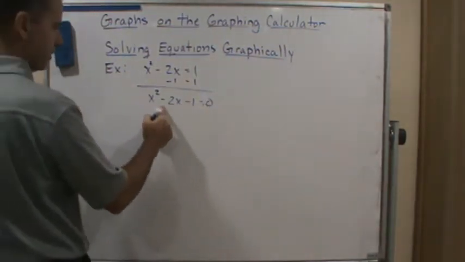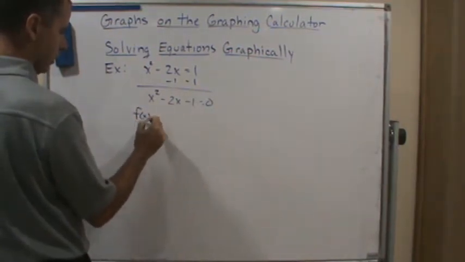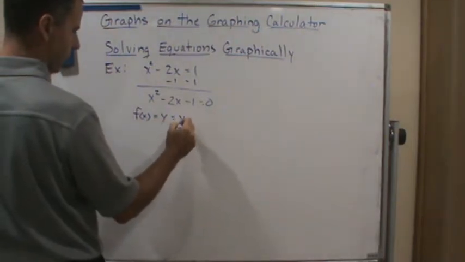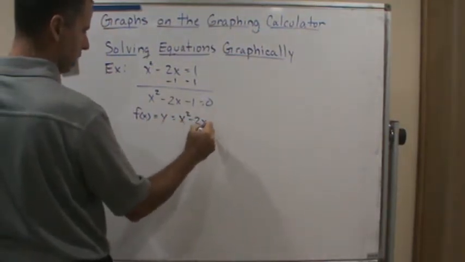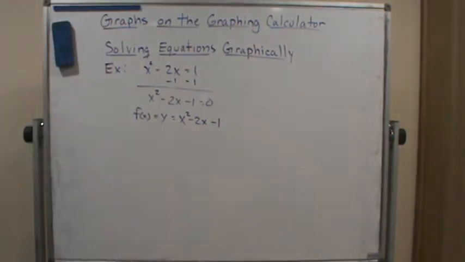x squared minus 2x minus 1 equal to 0. Okay, and then this is going to be our function, so we're going to set f of x or y equal to x squared minus 2x minus 1. Okay, so that's going to be our function.